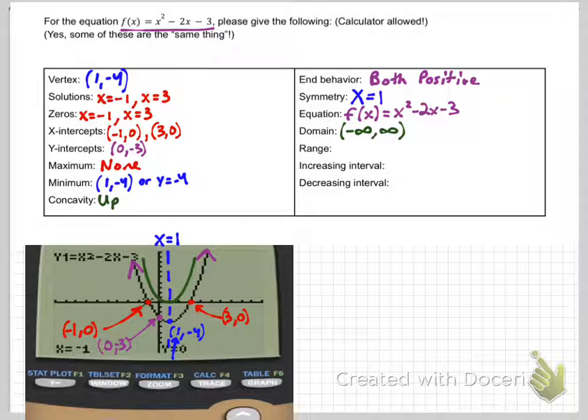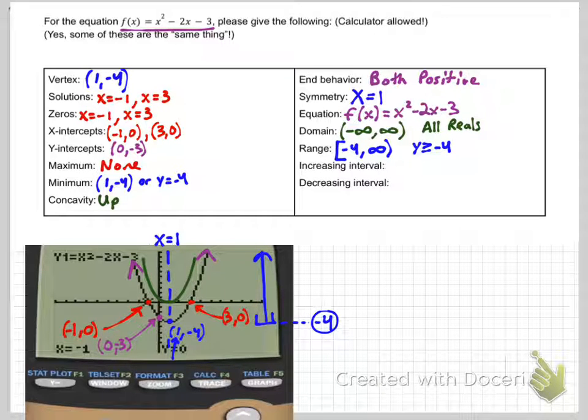The domain is all reals, like all parabolas we're working with here, going from negative infinity to positive infinity. So you can write all reals, or you can write it in interval notation like I did. The range is a little trickier. We need to look at our vertex, or our minimum. Notice the minimum is negative 4, and it's everything bigger than negative 4. So we can write that one of two ways. We can write bracket negative 4, infinity, or we can write y is greater than or equal to negative 4.